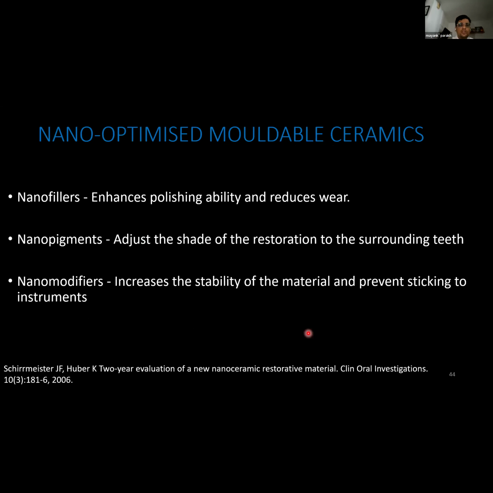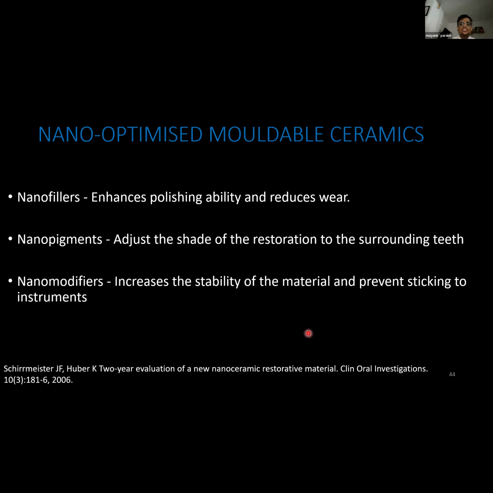So now you have something called the nano optimized moldable composites or the ceramics. So these ceramics, basically what is happening is in composites, these ceramics, which are nanoparticles, are being incorporated so that the end outcome is more durable. So the strength basically increases significantly. So when you use these as fillers, the wear is reduced and the polishing ability is enhanced.